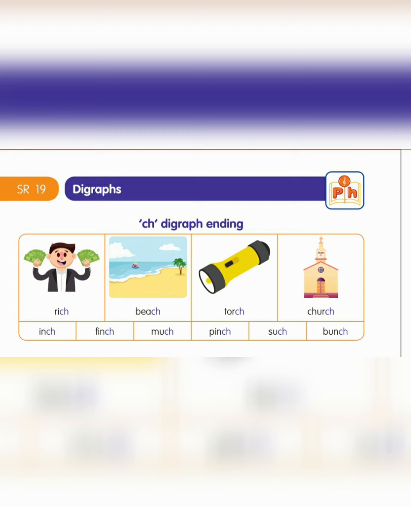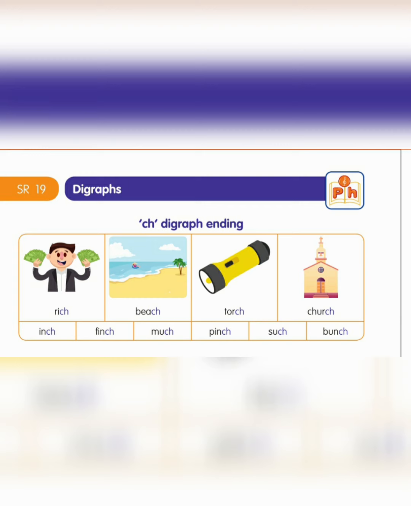Repeat after me. Ch as in rich. Ch as in beach. Ch as in torch. Ch as in church. Ch as in finch.